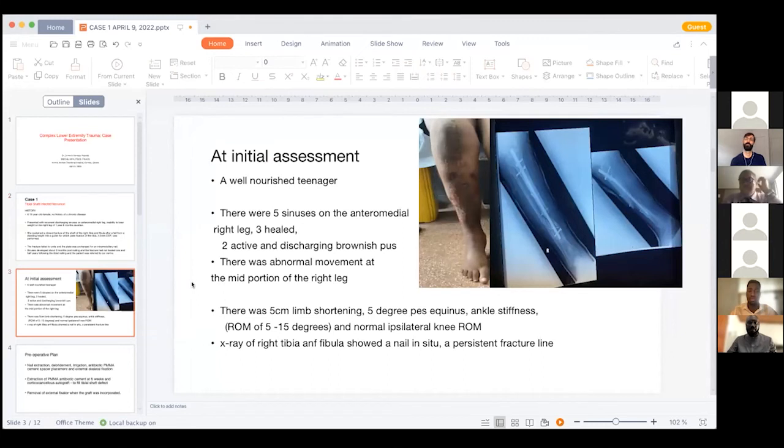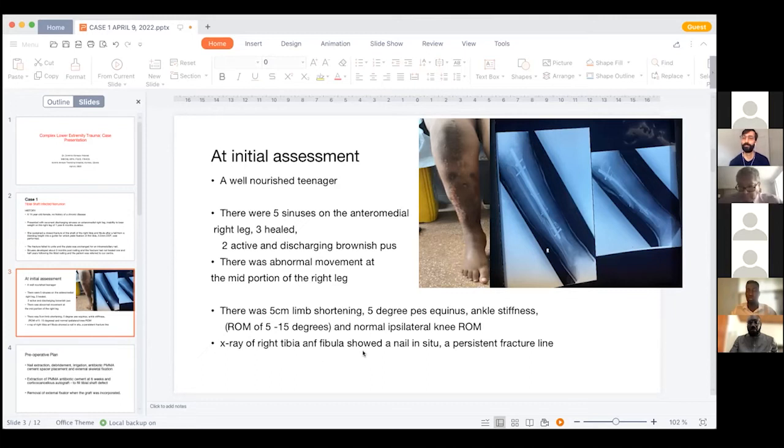At our initial assessment, we saw a well-nourished teenager. There were 5 sinuses on the anteromedial right leg, as you can see. 3 had healed and 2 were actively discharging purulent offensive fluid. There was abnormal movement at the mid portion of the right leg. There was 5 cm shortening of the right tibia with 5 degrees of equinus. The ankle was stiff with a range of motion of 5 to 15 degrees. And the ipsilateral knee had normal mobility.